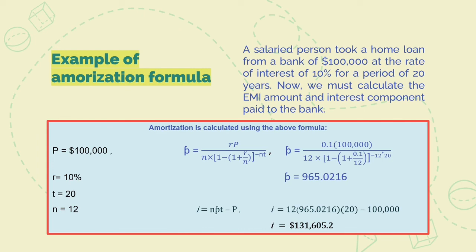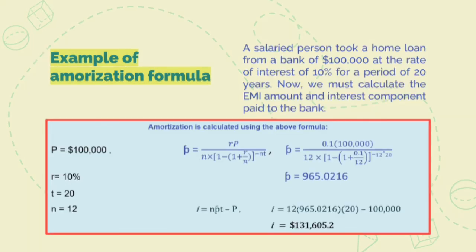This is an example question for amortization and how we calculate the amortization using the formula. Okay, the question is, a salaried person took a home loan from a bank of $100,000 at the rate of interest of 10% for a period of 20 years. Now let's calculate the EMI amount and interest component paid to the bank. P is the principal amount, which is $100,000. R is the rate of interest, 10%. T is the term in years, that is 20 years, and we put 12 months for 1 year.